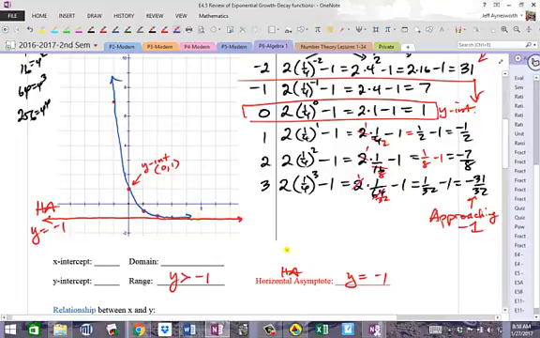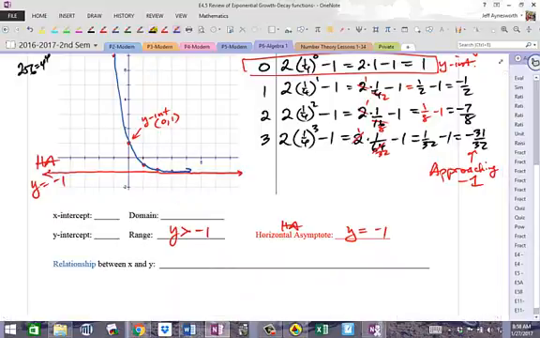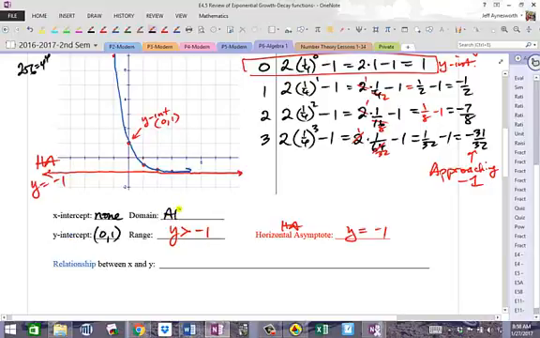All right, so let me see. We have a y-intercept, of course, right there, 0, 1. It doesn't intersect the x-axis, so we don't have an x-intercept. And as I've said in all my lessons, the domain for all exponentials is all reals. And decay functions have a very special property.